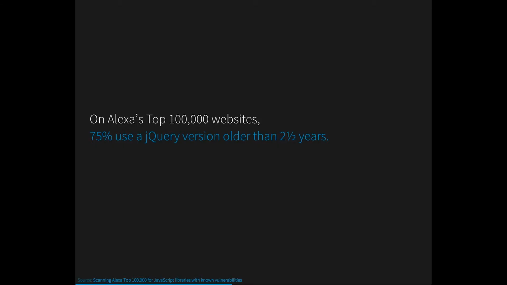And the other thing is to keep stuff up to date. When you're looking at the top 100,000 websites on Alexa, you have 75% using a jQuery version that is older than 2.5 years. And even worse, 35% use a version that is older than 5 years. And we were talking about version 1.4 at that moment. So that's pretty old, and there have been many, many security-related fixes since then. And if this is an issue with jQuery, what about your other dependencies, your server-side dependencies? Are they up to date as well, or do they have the same issue?